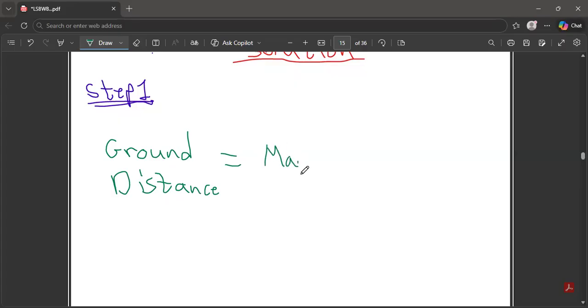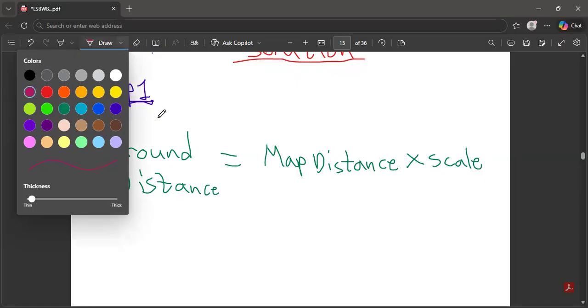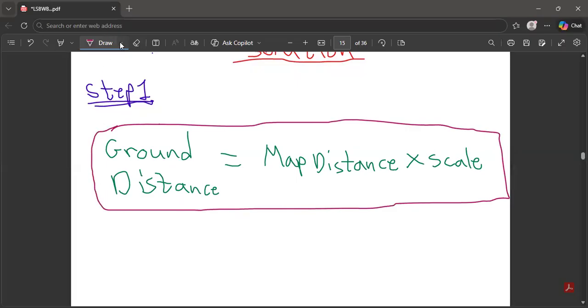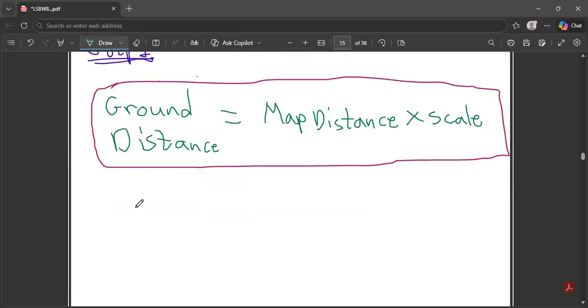Okay. The map distance, exactly, times the scale. Map distance times the scale. So this is it over here. We are going to use this to solve our question right away. Okay, so that is going to give us our ground distance.